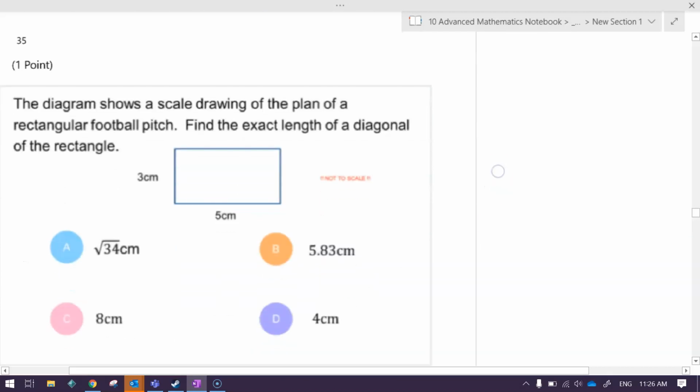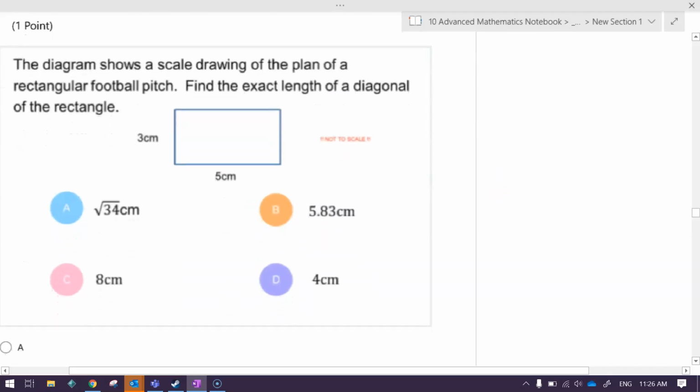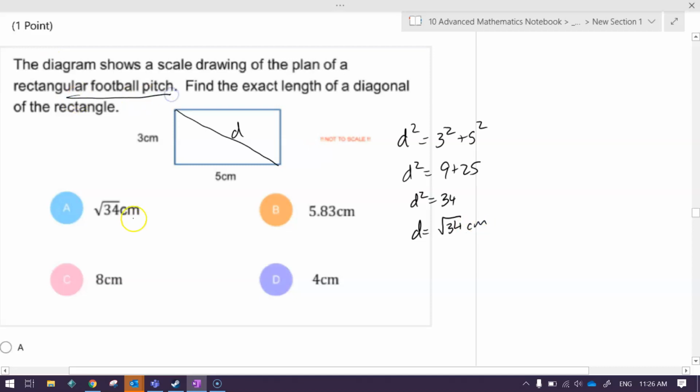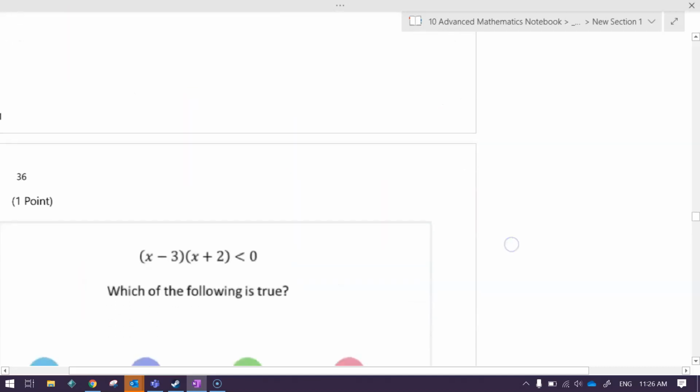Diagram shows a scale drawing of the plan of a rectangular football pitch. Find the exact length of the diagonal. This is a Pythagoras' theorem question. The length of the diagonal squared is going to be 3 squared plus 5 squared. 9 plus 25, d squared equals 34. D equals root 34 centimetres. Read that? Rectangular football pitch, centimetres. That is a very tiny football pitch.